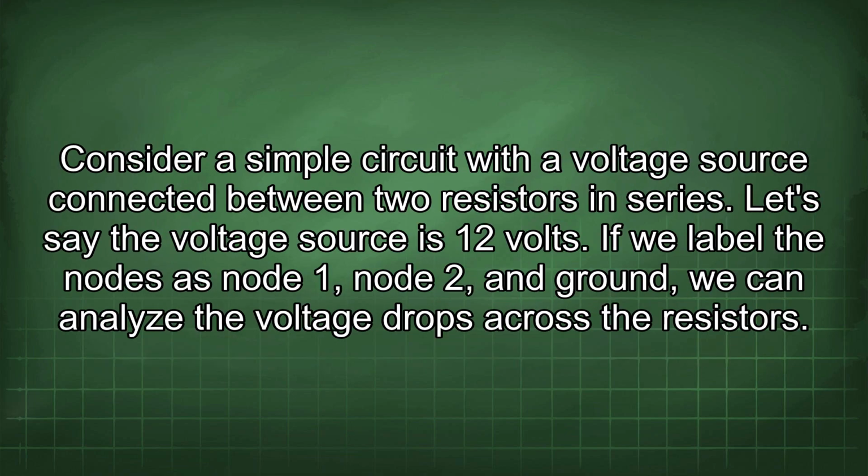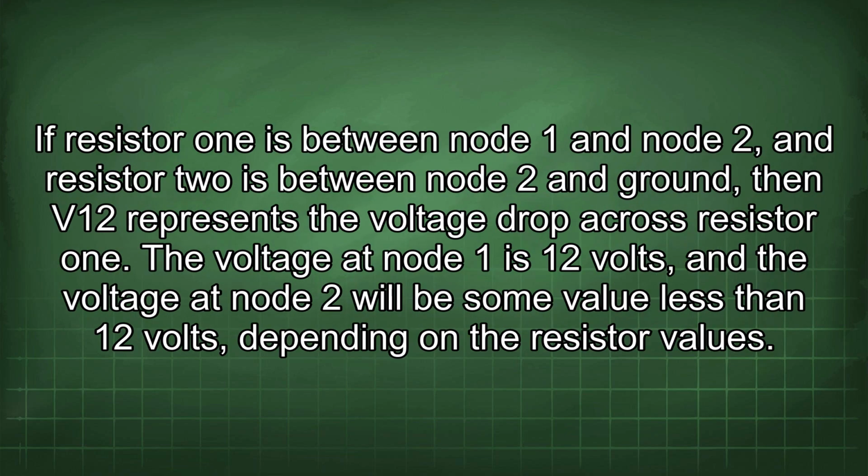Consider a simple circuit with a voltage source connected between two resistors in series. Let's say the voltage source is 12 volts. If we label the nodes as node 1, node 2, and ground, we can analyze the voltage drops across the resistors. If resistor 1 is between node 1 and node 2, and resistor 2 is between node 2 and ground, then V12 represents the voltage drop across resistor 1.